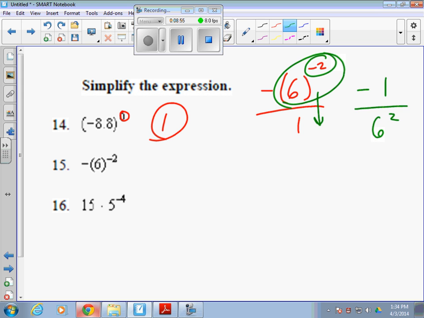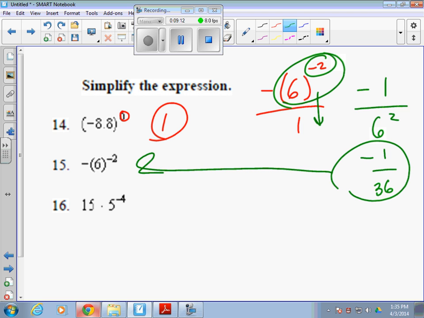Again, on this fraction, it's not going to matter if you leave the negative at the top or the bottom, because the whole fraction is going to be negative. But it stays up there according to the way it's written. So that gives you -1 over 6 squared, which is 36. -1 over 36. That's number 15.